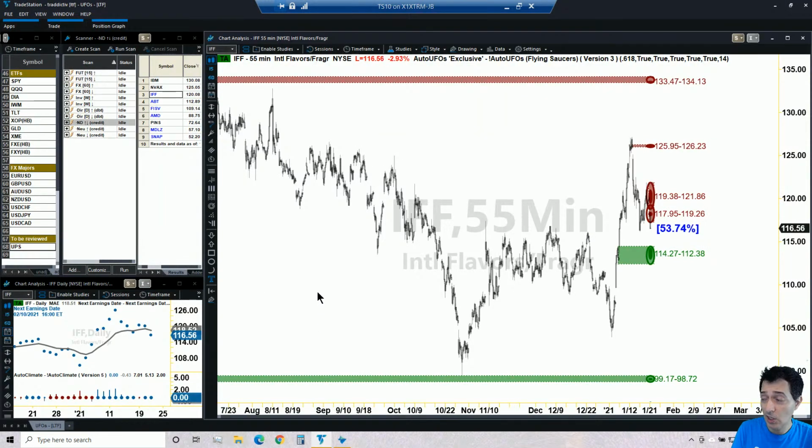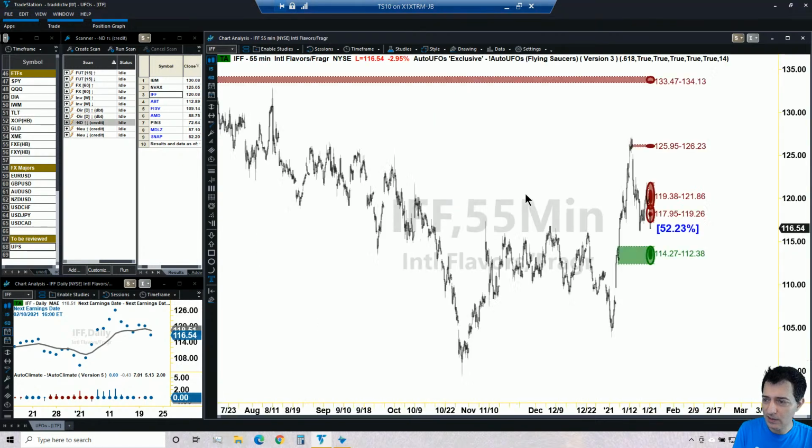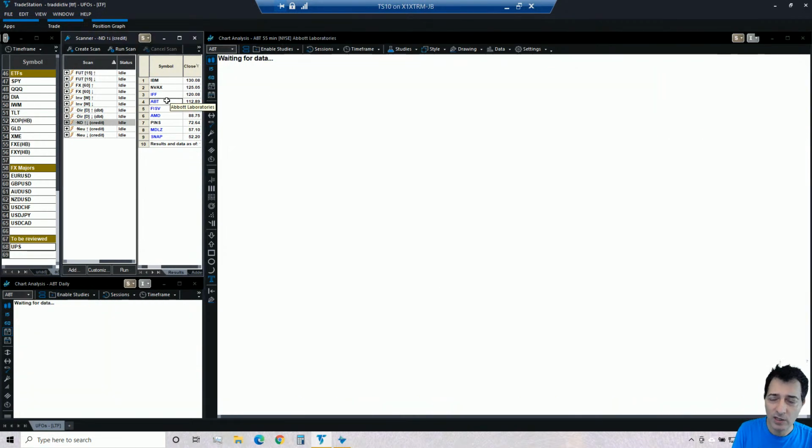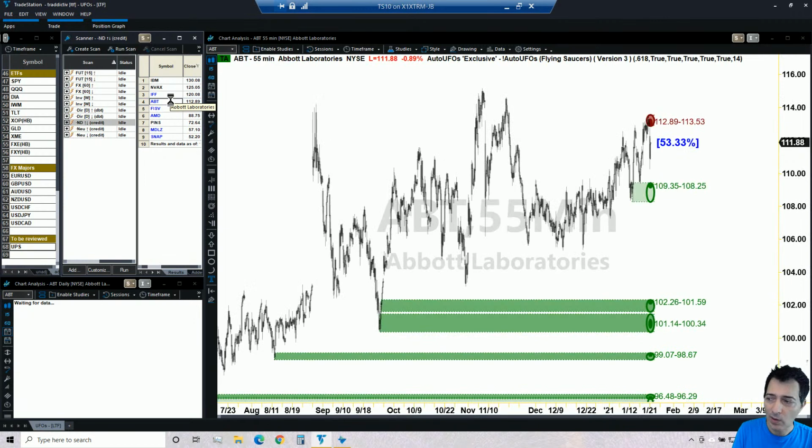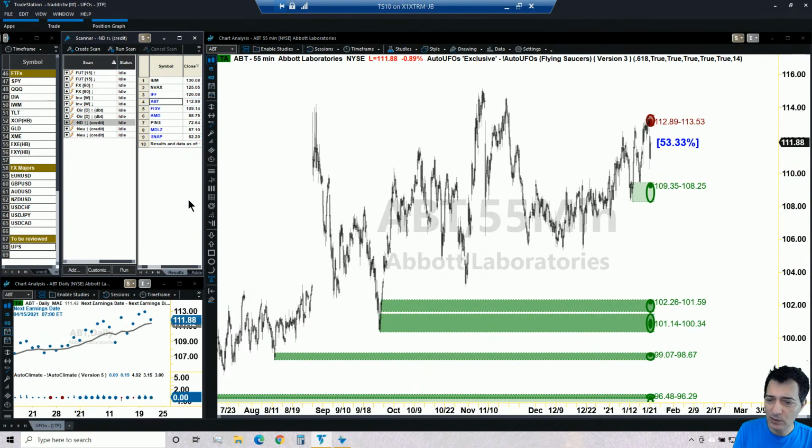The chart is good. 53%, it's actually very nice. But unfortunately, we don't have the UFOs near enough for us to accept the trade. Now about Abbott Laboratories, let's see what we got here.